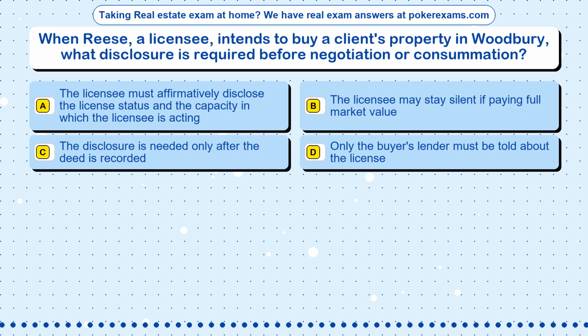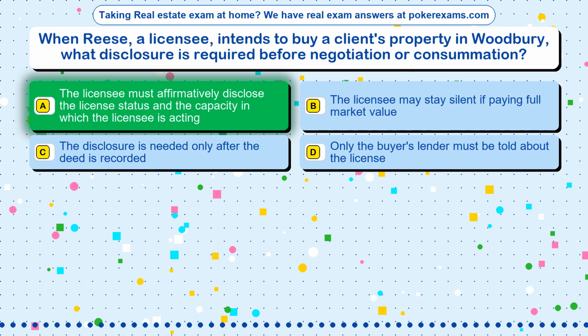Question 81. When Reese, a licensee, intends to buy a client's property in Woodbury, what disclosure is required before negotiation or consummation? Option A. The licensee must affirmatively disclose the license status and the capacity in which the licensee is acting. Option B. The licensee may stay silent if paying full market value. Option C. The disclosure is needed only after the deed is recorded. Option D. Only the buyer's lender must be told about the license.